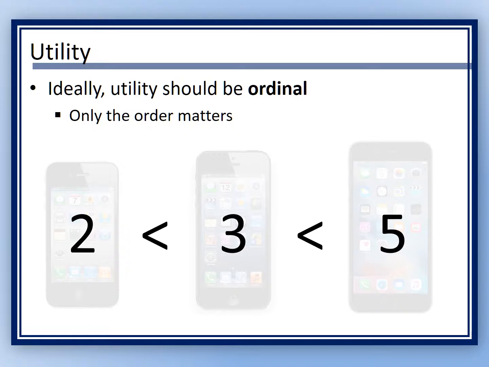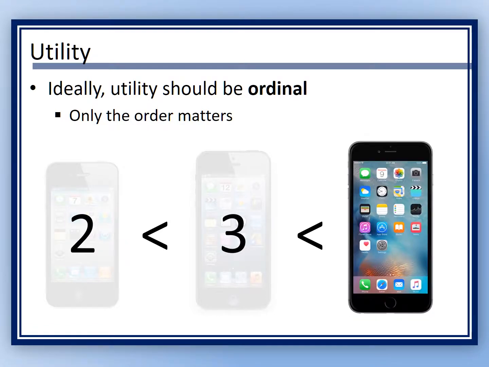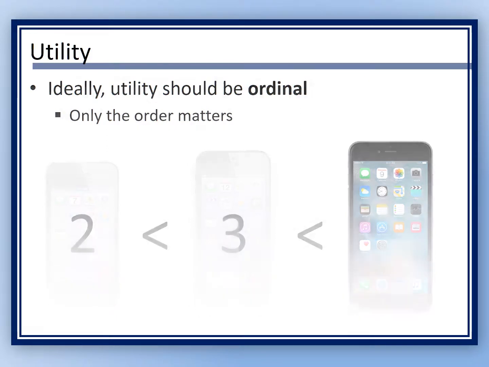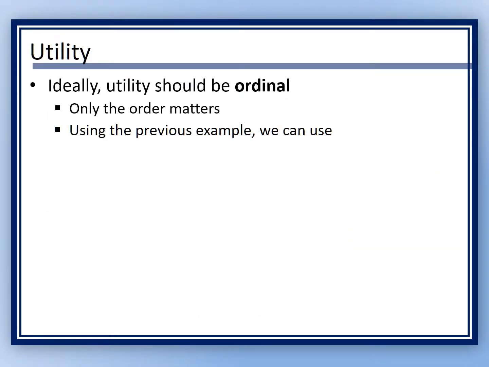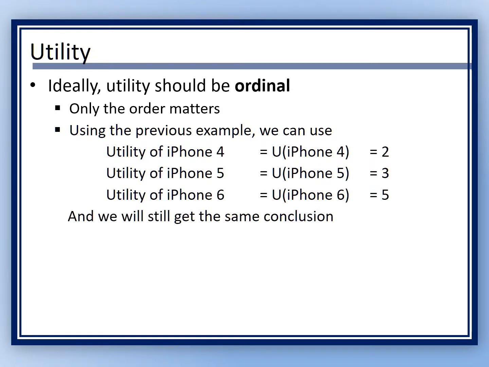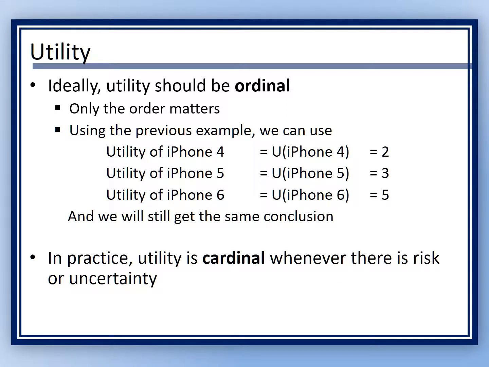That's the original concept of utility. Just give me an order, right? The higher number, the better. Nothing would have changed because the highest number is still the number for iPhone 6. So that's to say, nothing changed. In practice, however, since economists started dealing with more complicated problems and using calculus, utility is cardinal, especially when there's risk or uncertainty. So the actual utility value also matters.